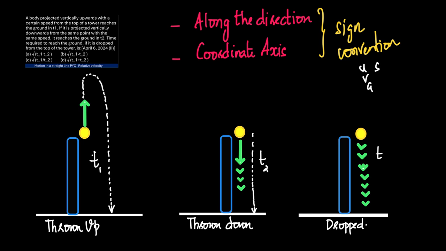So, how to choose the sign convention for these values? We'll choose two methods. One would be to consider all those quantities which are along the direction as positive and against the direction as negative. And two would be to choose a coordinate axis to represent these values as vectors and then find out their respective signs.